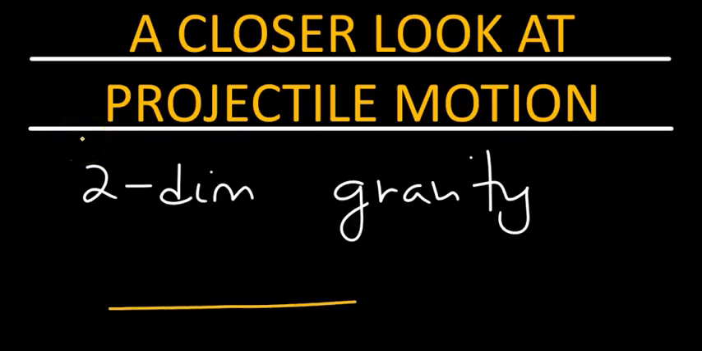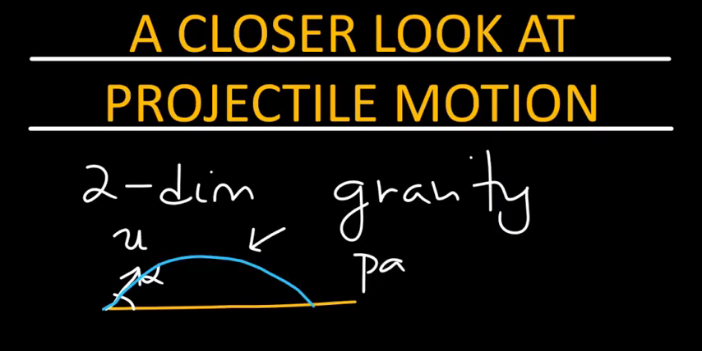In today's video, we shall have a closer look at projectile motion. Projectile motion is a two-dimensional motion in gravity. What that means is, if you were to throw an object with some speed at some angle, say from the ground, it will follow the following trajectory. So that is a projectile motion. The shape of this trajectory is a parabola.